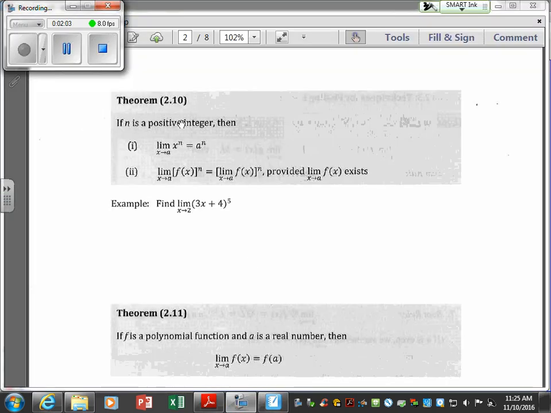Our next theorem, we're going to break them down into individual theorems. So if we have this particular case, we'll just have a to the n. If we have a function raised to the nth power, then we can do the whole entire limit raised to the nth power, provided the limit exists. Okay, so we're going to look at these two particular cases. We'll work an example. So let's go to the other page and work this particular example.